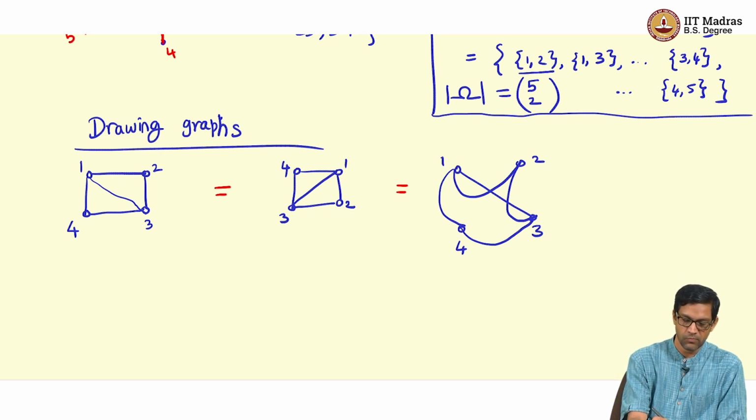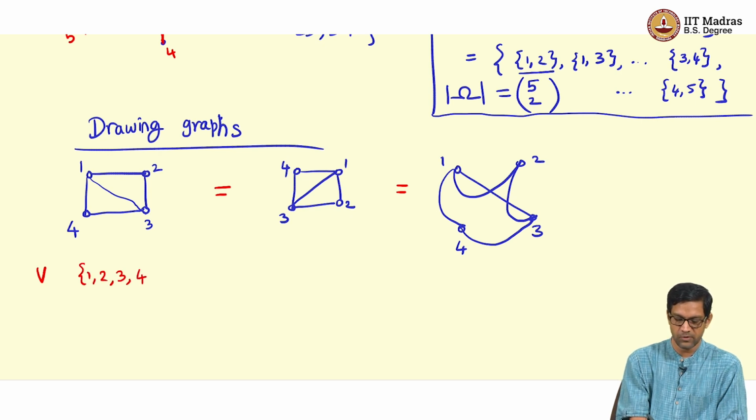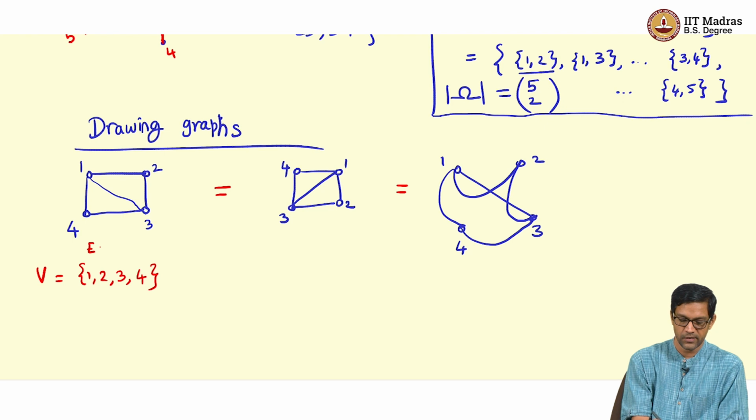So, here if you look, what is the vertex set? The vertex set in all cases is just the set of 4 vertices labeled 1, 2, 3, 4. So, in each case we will just see what the edges are. In the first case here, there is an edge connecting 1 and 2, 2 and 3, 3 and 4, 4 and 1, and 1 and 3.